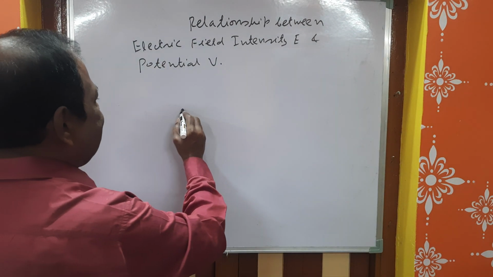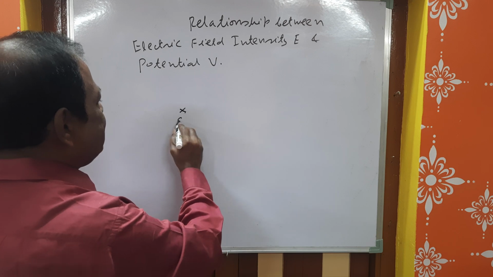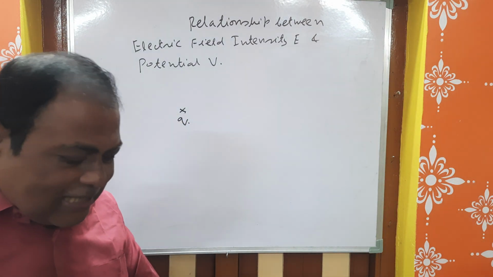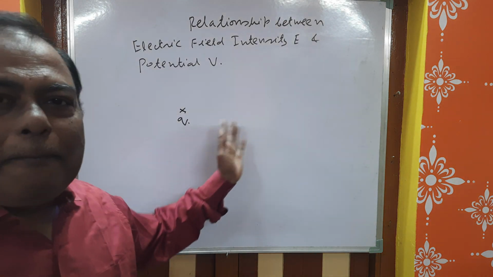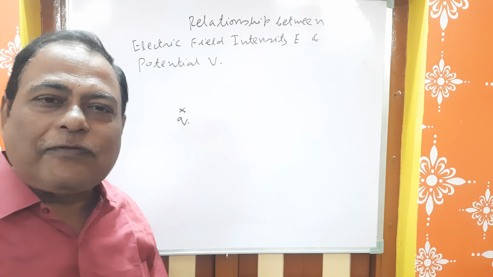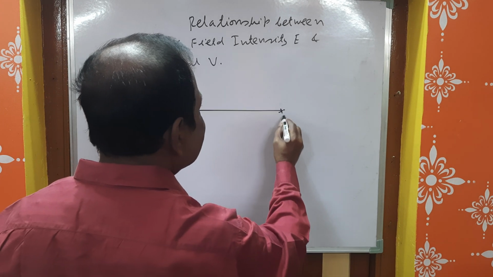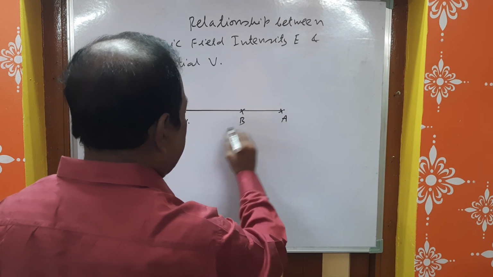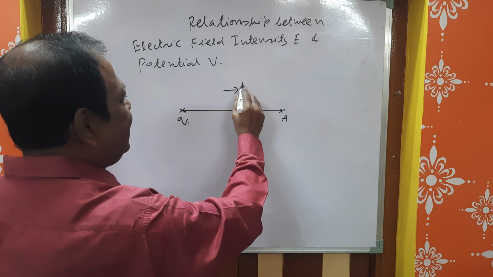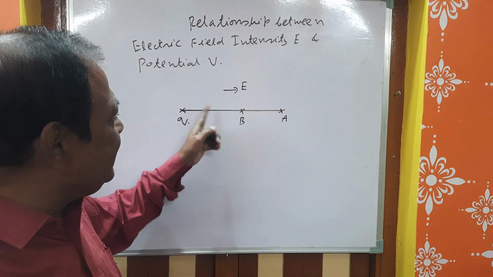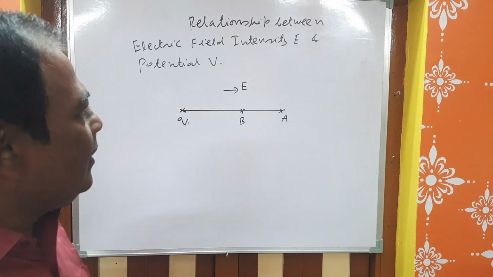Now I consider here is a charge Q. This charge Q gives some electric field whose intensity is E. Here I choose two points A and B. Here electric field direction is E. That is due to this charge Q, intensity direction is this. At A, intensity direction is E.